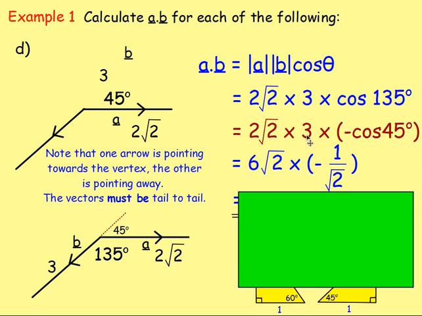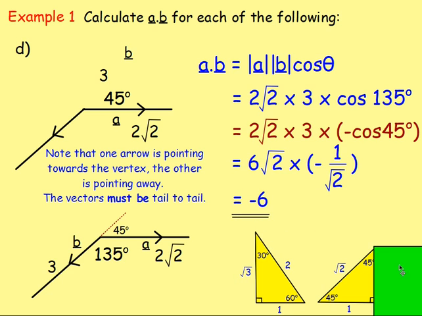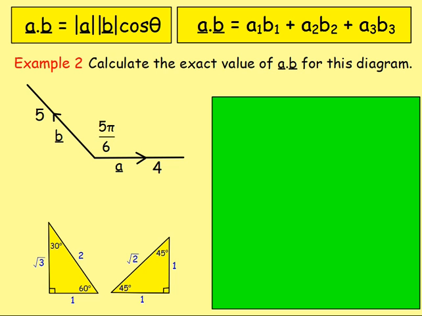So really you would have 2 times 3 is 6, and you've got the root 2. And remember the negative, you would have negative 1 over root 2. Multiply them together, well really the root 2 and divide by root 2 would cancel out, leaving you with negative 6. And that would be your answer. Let's try another one.